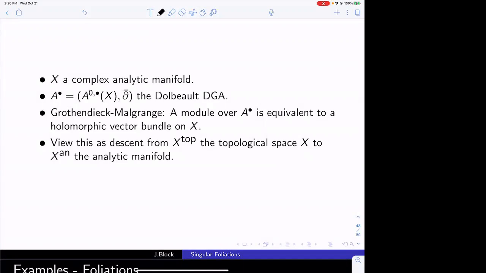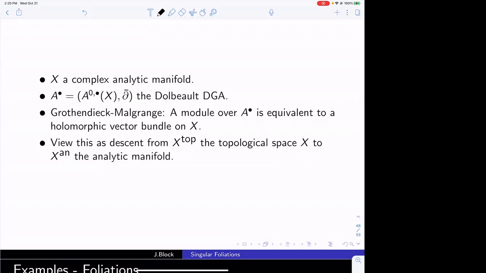But now let's look at X, a complex analytic manifold. If you take the Dolbeault DGA, then Grothendieck and Malgrange proved that if you look at modules over this DGA, you get exactly holomorphic vector bundles on X. This is a very classic theorem.